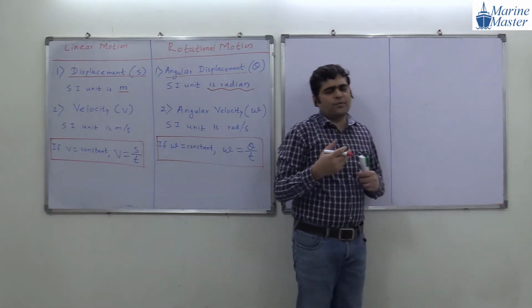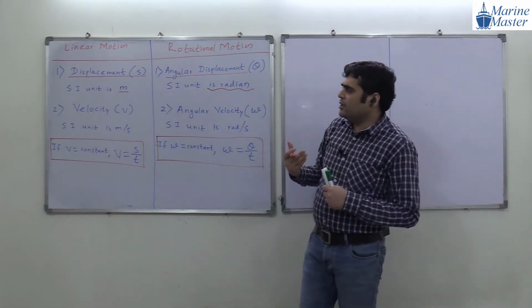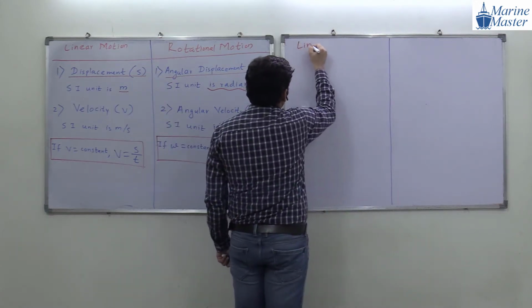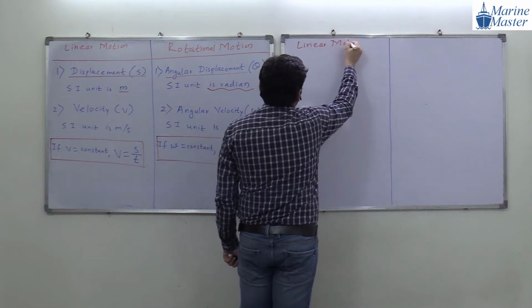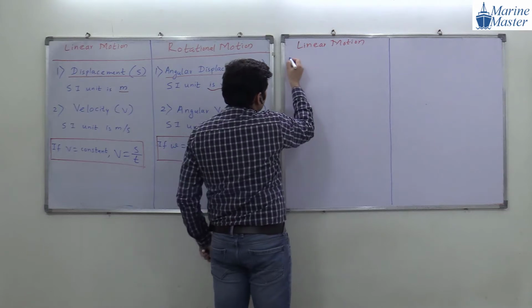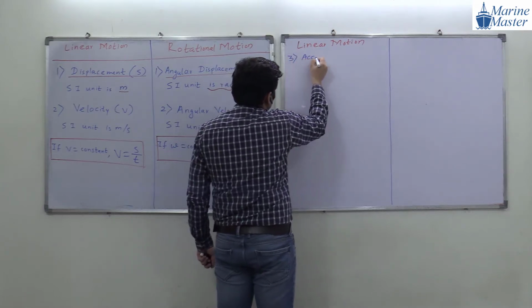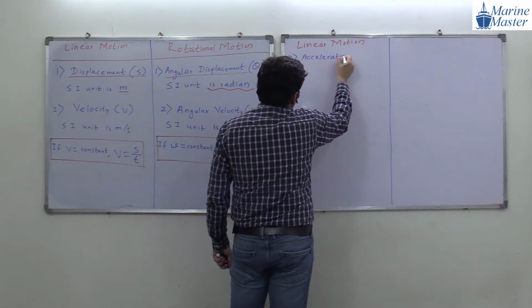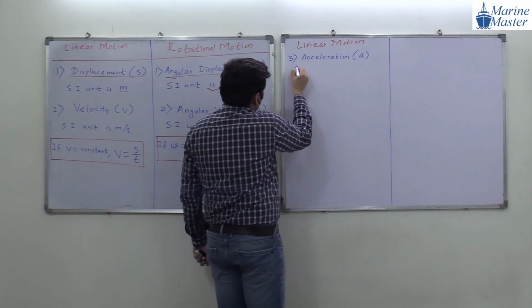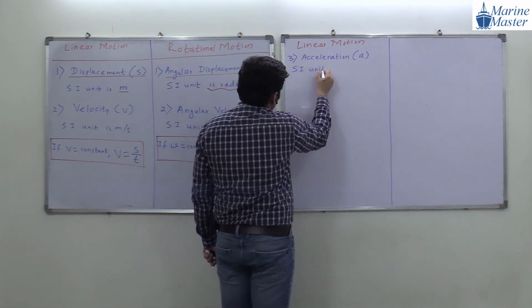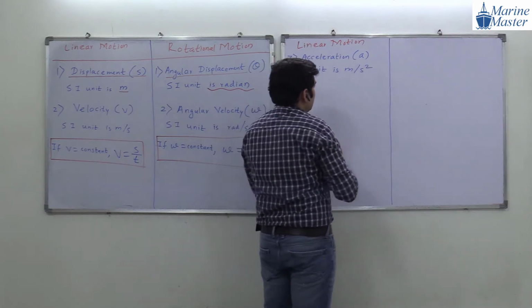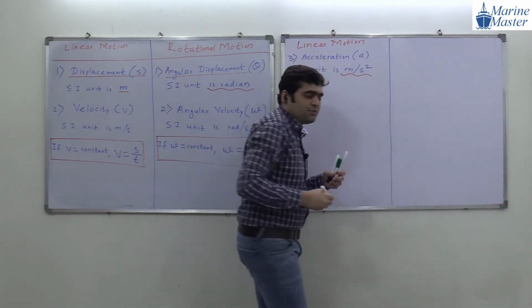Now the next, third point. What is the third point we studied in linear motion? Acceleration. Good. By which symbol did we denote acceleration? Small a. What is the SI unit of acceleration? Meter per second square.